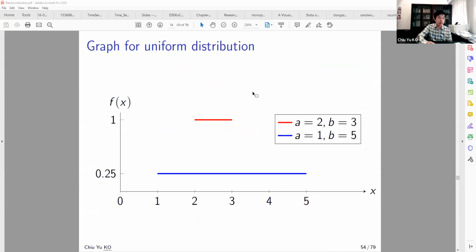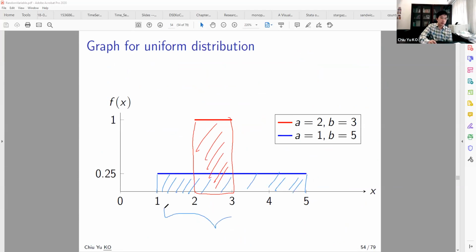So here you will see, if the range is 1, the height will be 1 because this area is 1, right? And if the number is between 1 and 5, here the range is 4, right? So that's why it's 1 over 4 here, okay? Because multiplied, the area becomes 1, because the area below the curve is the probability, okay?